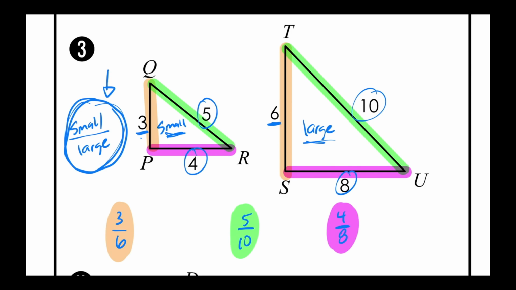And make sure once you choose it, you do it for all 3. Don't switch it up on any of these. If you're going to do small over large, do small over large for all 3. Now we need to see if these are all equal. So let's simplify them.